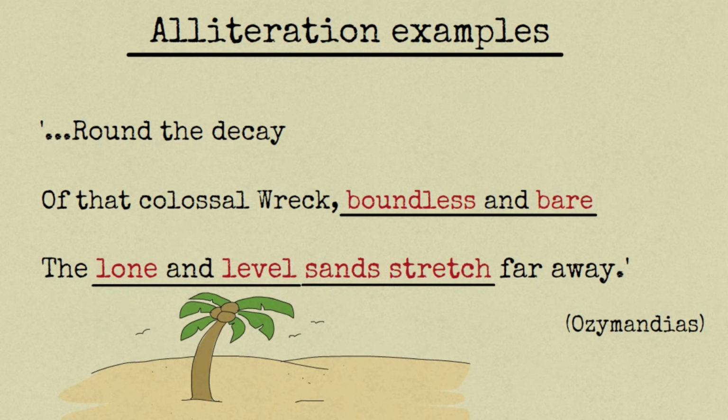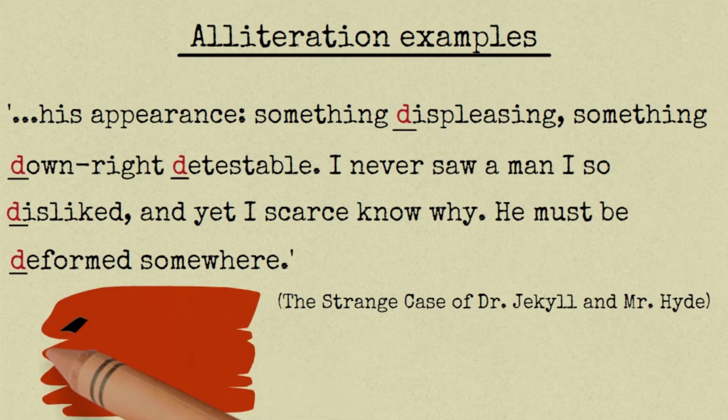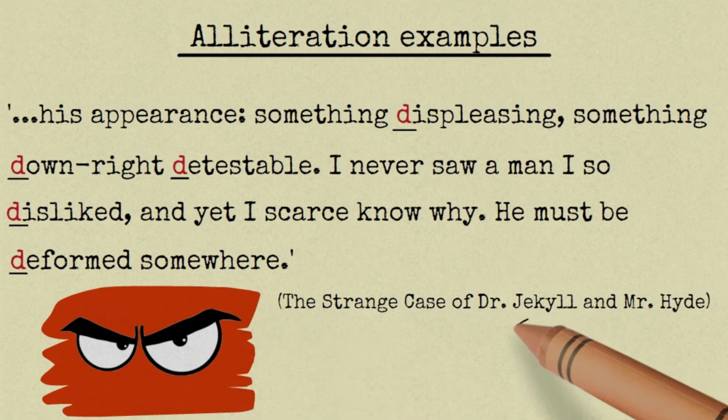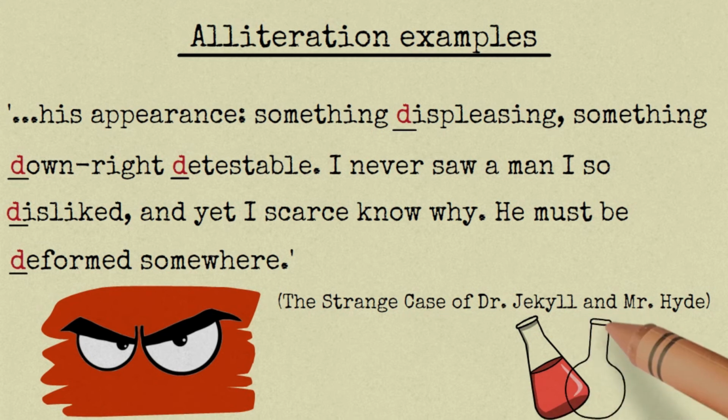Let's have a look at another one, from prose this time. In this extract from the first chapter of The Strange Case of Dr. Jekyll and Mr. Hyde, there are a lot of repeated d sounds, and if you notice, they are all descriptive words. The alliteration reinforces to the reader what an unpleasant man Mr. Hyde is, and helps us to take special note of his character from this first impression, as it will be important later on.